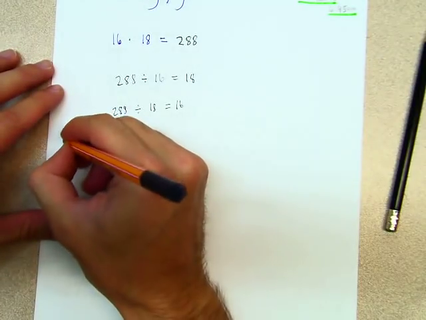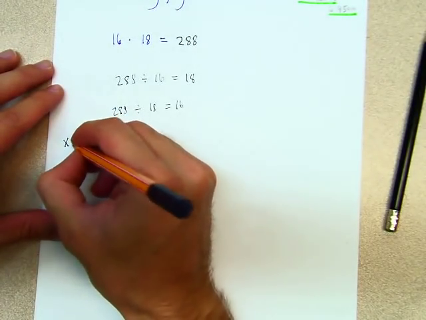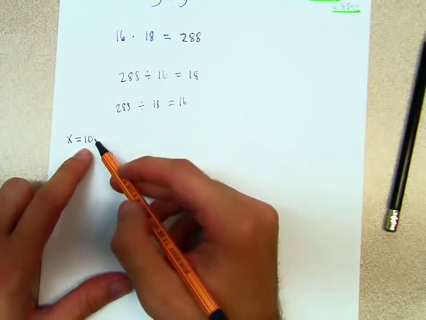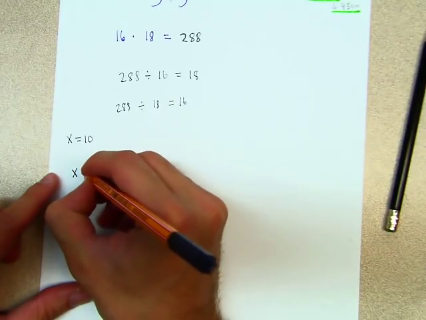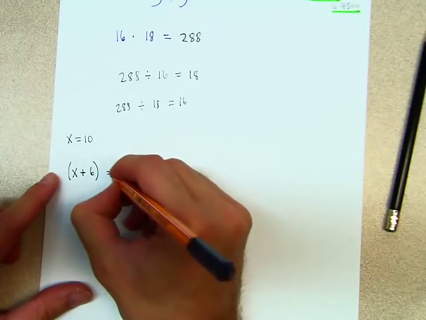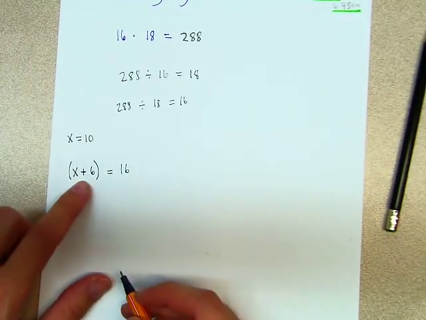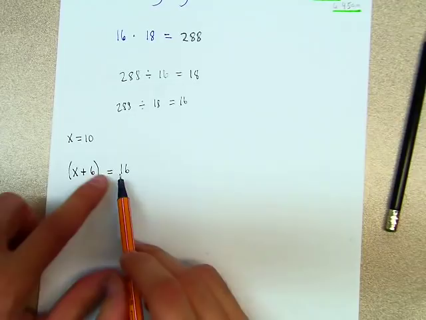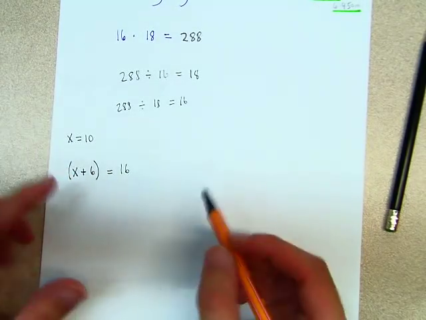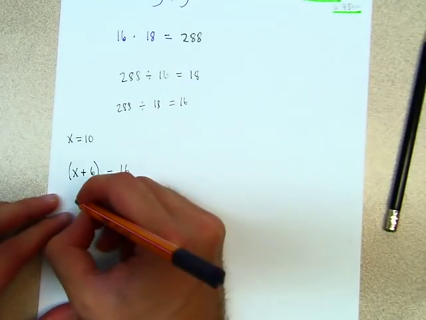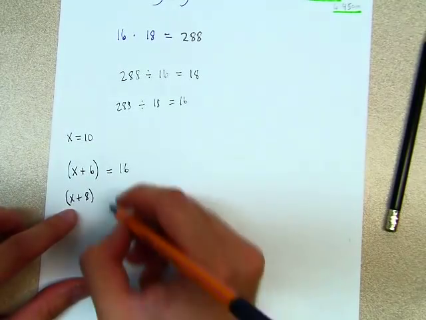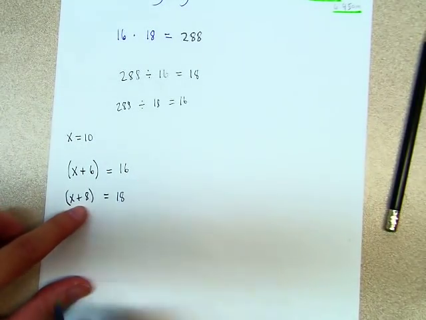So we also had the example of, let's say you have x is equal to 10, right? If x is equal to 10, would you agree that x plus 6 is equal to 16? Is that okay? And the same thing, if you have x plus 8 over here, and x is equal to 10, then this is equal to 18, right?